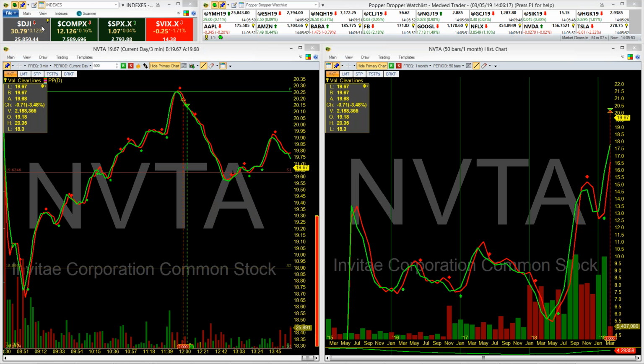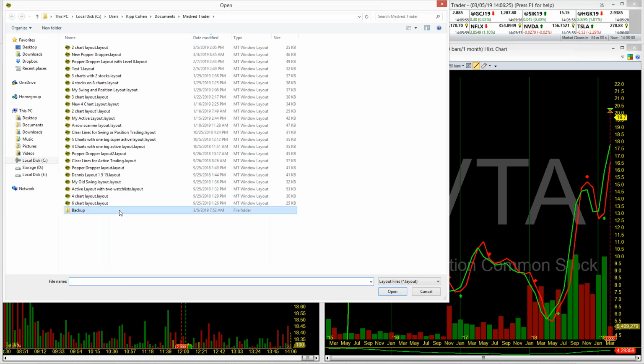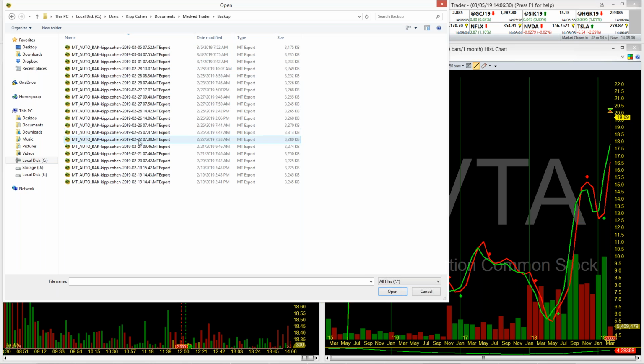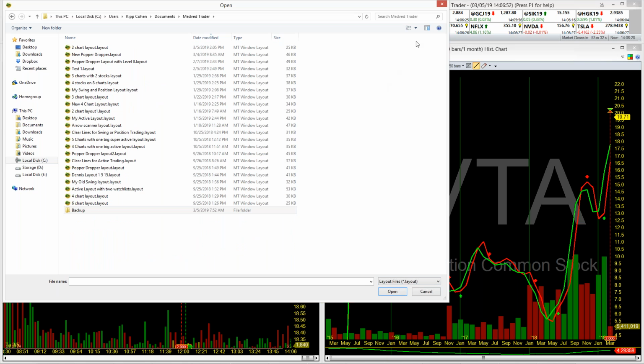Because you can start to get a little overly cluttered, just like I have a lot of different layouts. And I know I build them to test them and whatnot. Oh, see, there's the backup. So I could have reloaded the prior day. I guess it automatically backs up. That's all right. Okay, I'm just glad to get that layout back.